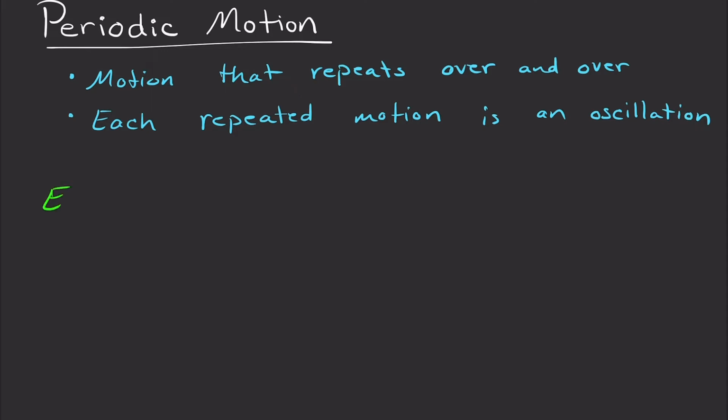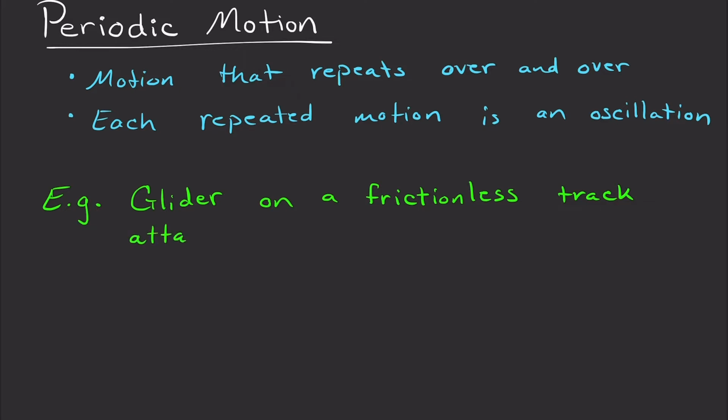And the example that we're going to keep coming back to in deriving all of our equations is a glider. So really just an object on a spring. So a glider on a frictionless surface that's attached to a spring. So a frictionless track. Sometimes this is called an air track, attached to a horizontal spring. Okay, so we want to ignore gravity, so we're not going to look at a vertical spring.